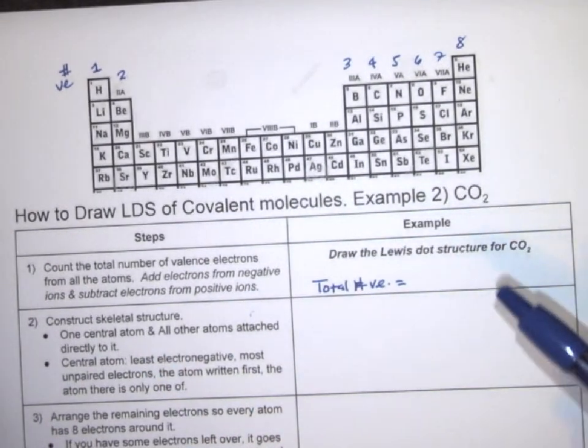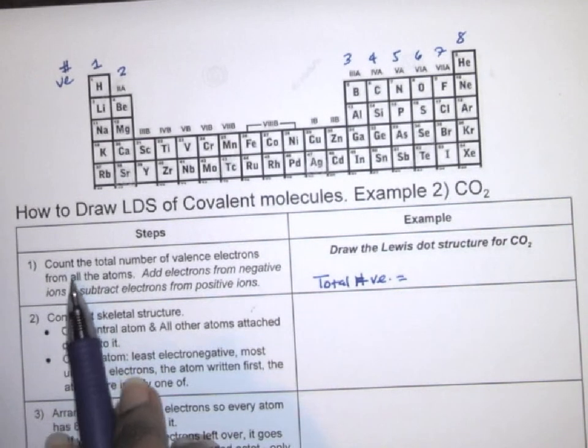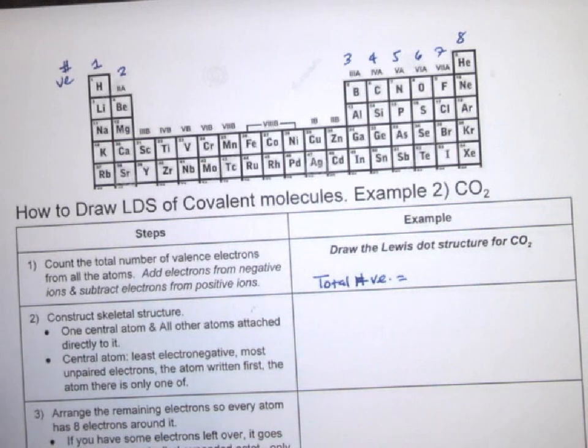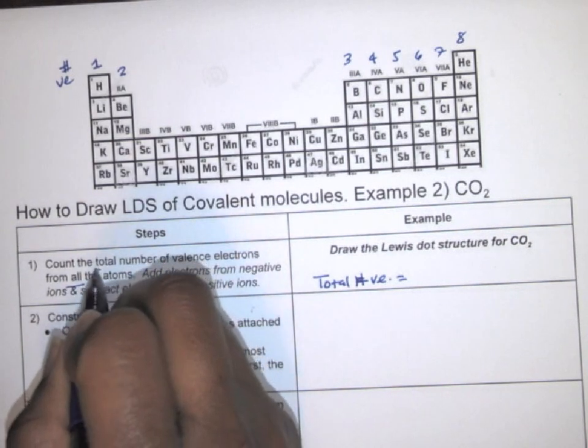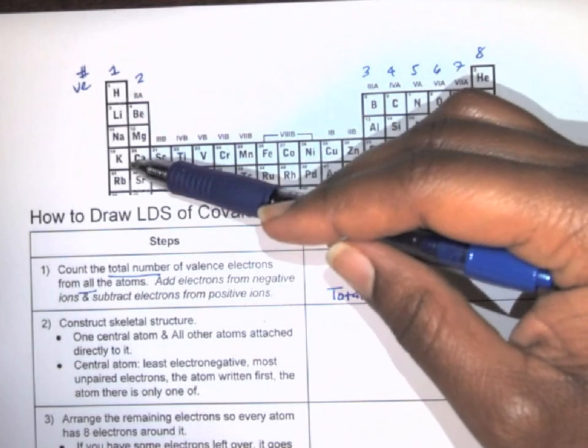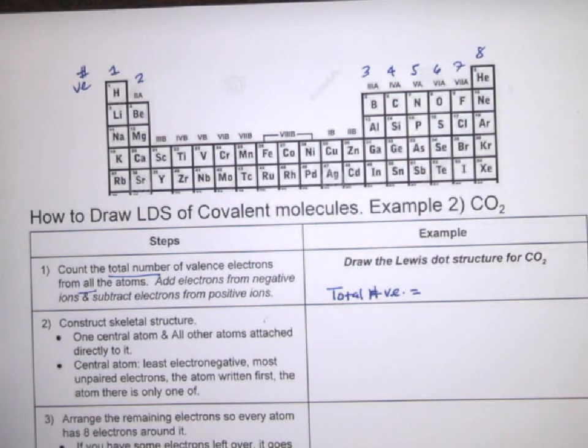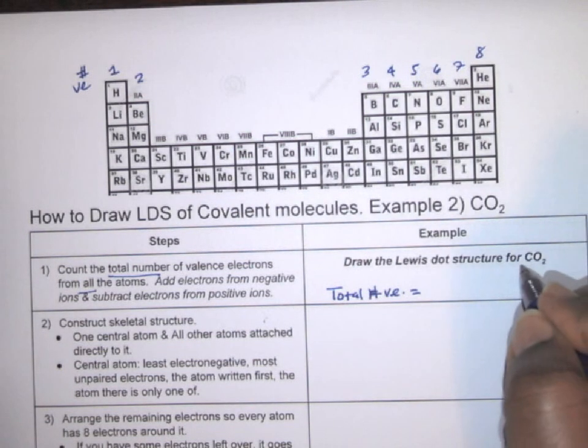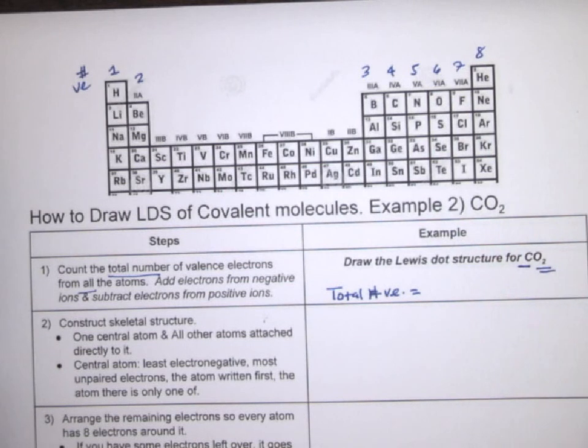The first step in doing that is to count what's known as the total number of valence electrons from all of the atoms. So to get the total number of valence electrons in all the atoms, I need to figure out what atoms I have in my molecule and where they're at in the periodic table to get their number of valence electrons. So CO2 is made up of 1 carbon and 2 oxygens, right?